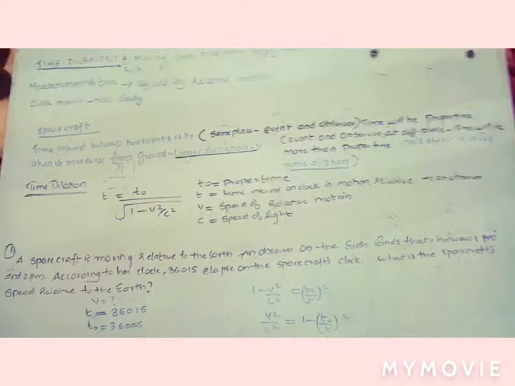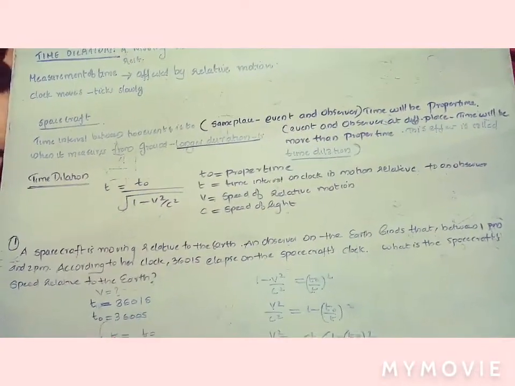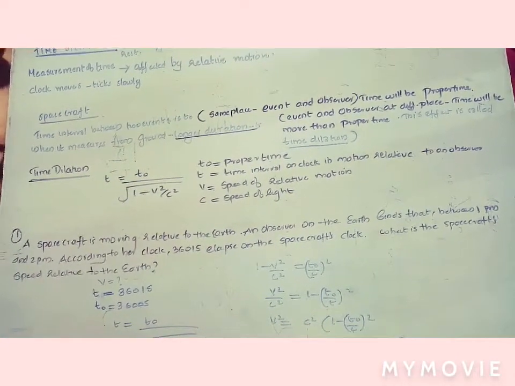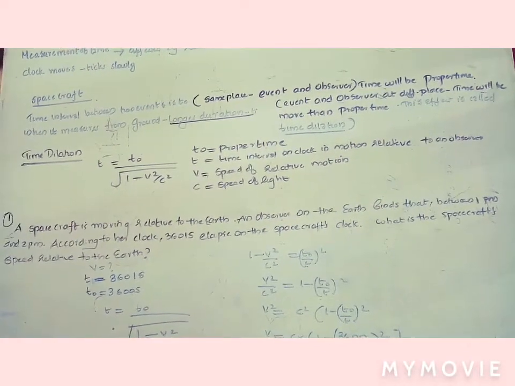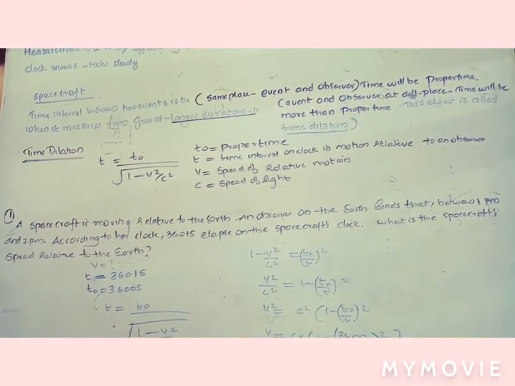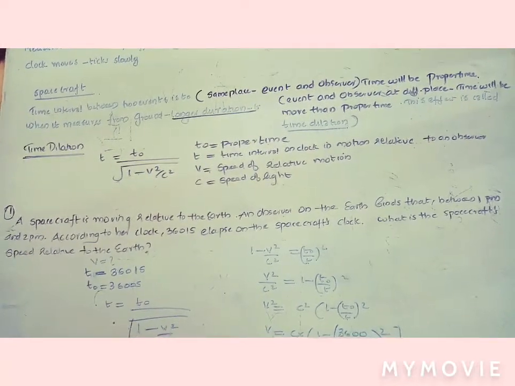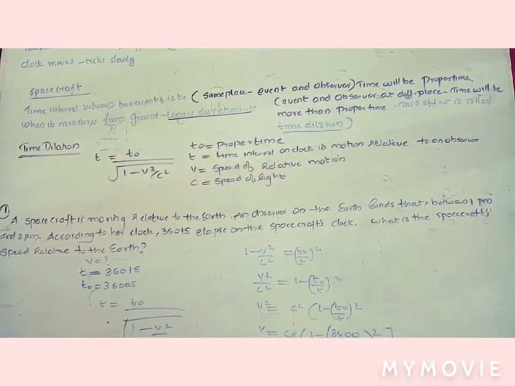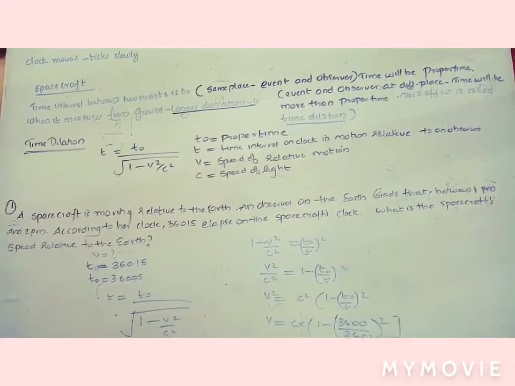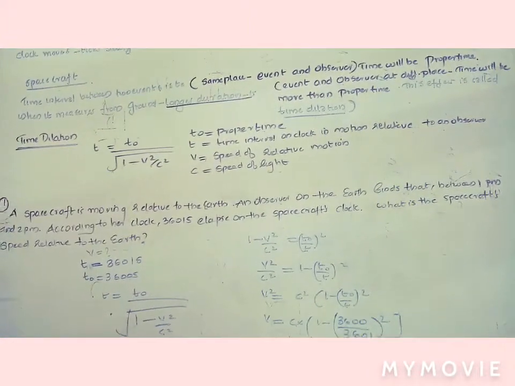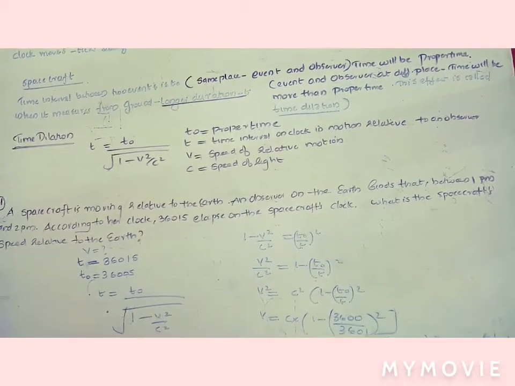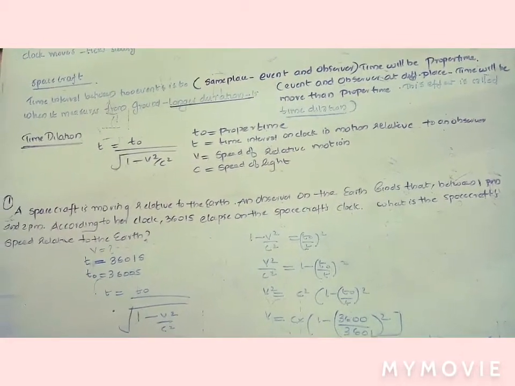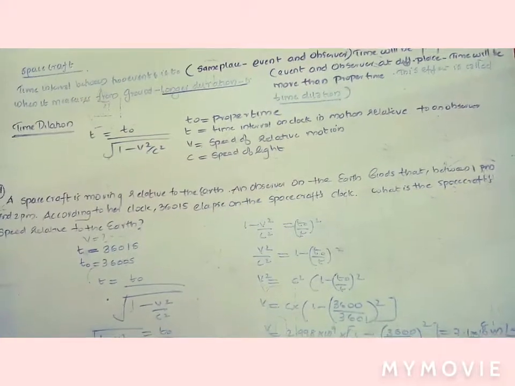Okay, we have the time dilation expression: t is equal to t0 divided by the square root of 1 minus v squared by c squared, where t0 is the proper time, t is the time interval on the clock in motion relative to the observer, v is the speed of relativistic motion, and c is the speed of light. We have to learn this formula by heart: t is equal to t0 divided by the square root of 1 minus v squared by c squared.